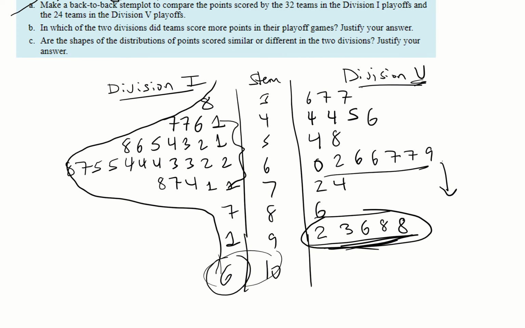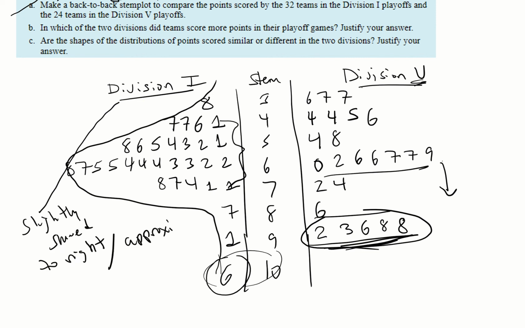Are the shapes of the distributions similar or different? Well, the shapes are different. The shape of Division 1 is slightly skewed to the right, or approximately symmetric, because if it wasn't for the outlier, it would be approximately symmetric. So if you said either one of those, I would take that. It's approximately symmetric based on the distribution, just with a couple of outliers. But it's really not that largely skewed to the right.